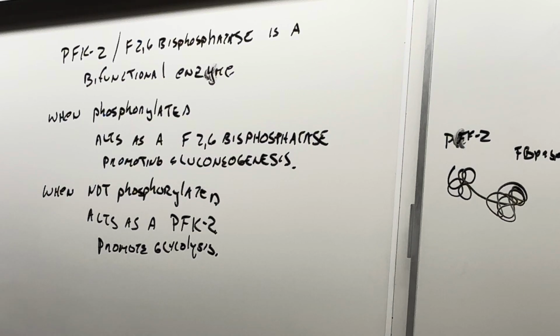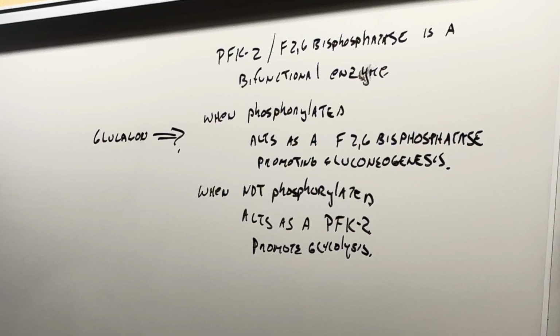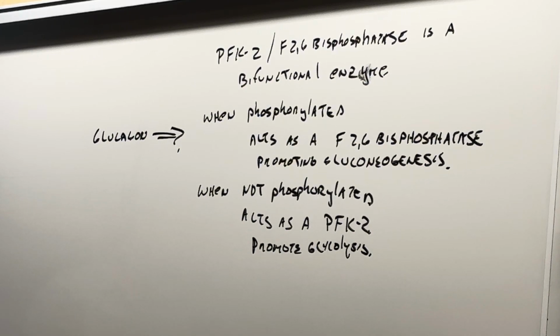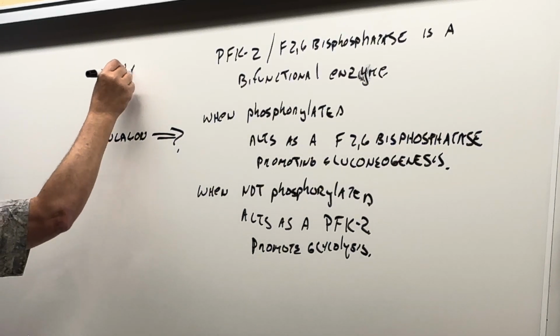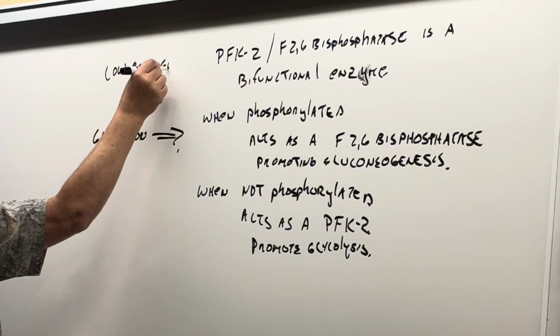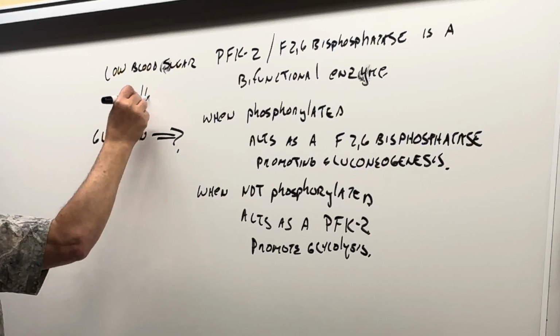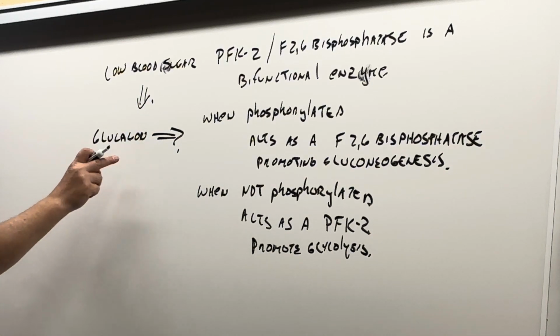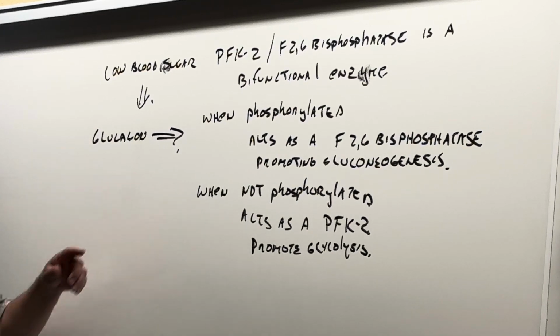But basically, glucagon ends up promoting the phosphorylation. Glucagon is a hormone that is made by the pancreas when blood sugar is low. Low blood sugar stimulates glucagon, phosphorylating this, then promoting gluconeogenesis.